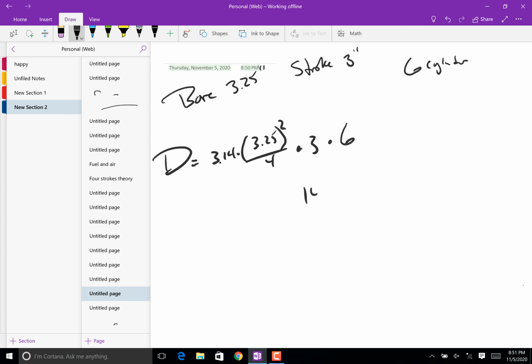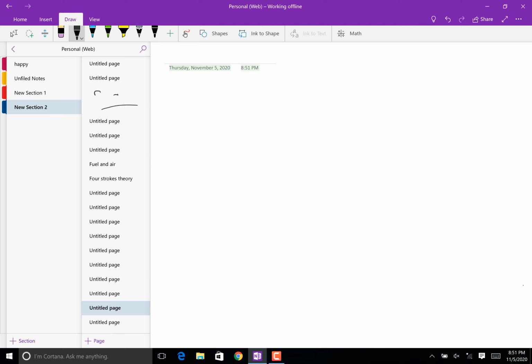I get 149.2, 4, 8, or let's just say that rounds down to 149 inches cubed, or 149 cubic inches. Goodness sakes alive. Awesome possum. Now, that is how we look at things. That's how we've always looked at car engines in America until pretty much the early 90s, late 80s.